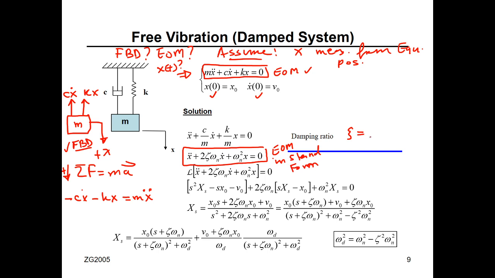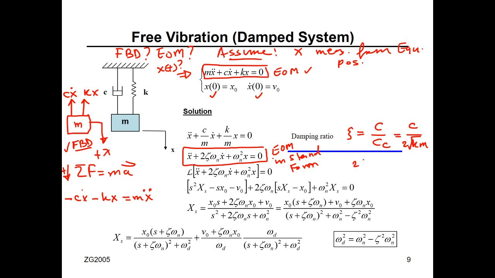So from now on, whenever you see zeta, it is equal to C over C critical. What is C? C is the damping coefficient. What is C critical? C critical is 2 square root of Km, the stiffness times the mass. Now, how did I know this? Is there a proof? Yes, I will show you. Let's start from this definition. I will show you the proof.